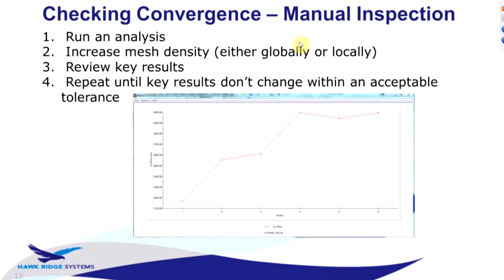And you yourselves will have to decide what the definition of significant is. What is an acceptable amount of change as you're changing the mesh and running these analyses? If you see the maximum stress go up, but it's only 0.5%, maybe that's within your tolerance, and you decide that you've achieved an acceptable level of convergence.